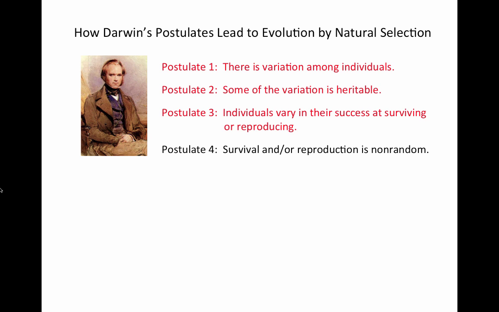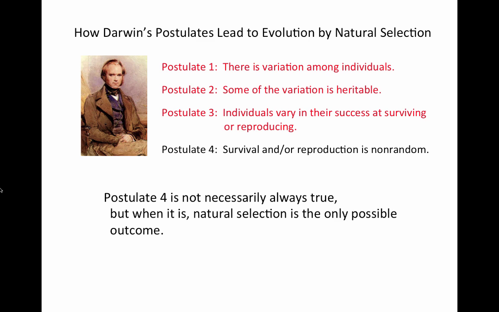Okay, if the winners and losers selected by the environment, by nature, depends on heritable traits, this is when you're going to be able to pass on those beneficial traits to the next generation. There will be an evolutionary change toward having more of that trait in the next generation. And we can say that evolution by natural selection has happened. So postulate 4 is not necessarily always true. Things happen, but when it is, natural selection is the only possible outcome logically. So this is a logical argument. We can say that when all of these postulates are true, natural selection has to happen. It's the only possible thing that can happen.